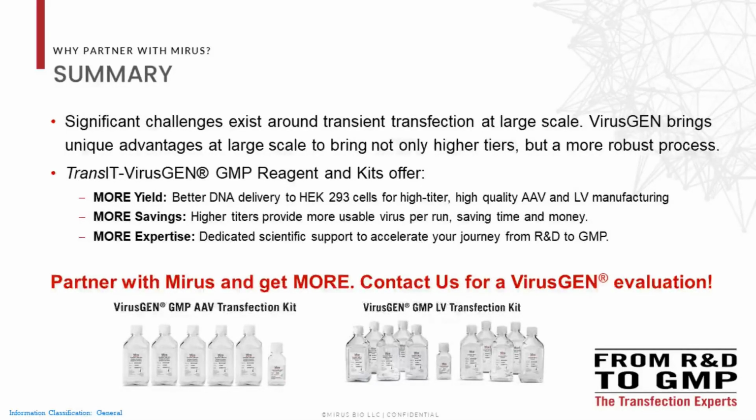And transient VirusGen GMP reagents will offer more yield than the competitor, delivering the DNA better to your Hex-293 cells for higher quality AAVs and lentis, which of course will lead to more savings. Higher titers with higher full-to-empty capsid ratios provide more usable virus per run, and that's all backed by more expertise. So you have the full backing of Mirus's scientific team to accelerate that journey from R&D to GMP. And if you'd like to reach out, please contact us for an evaluation of VirusGen for your process.